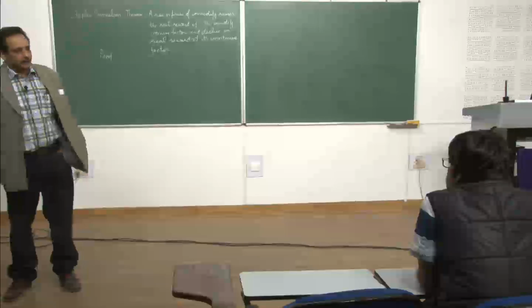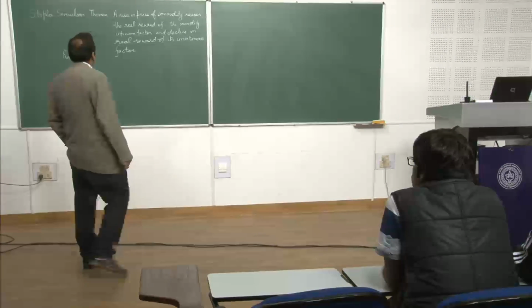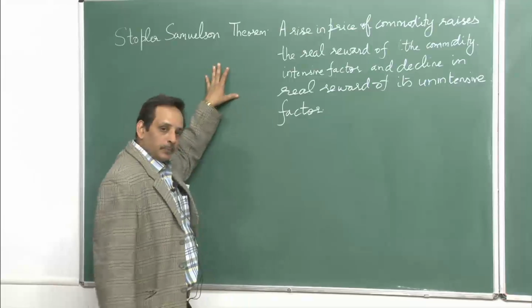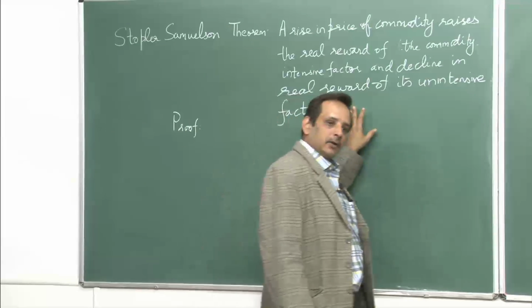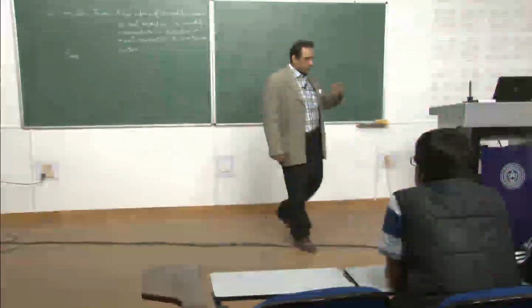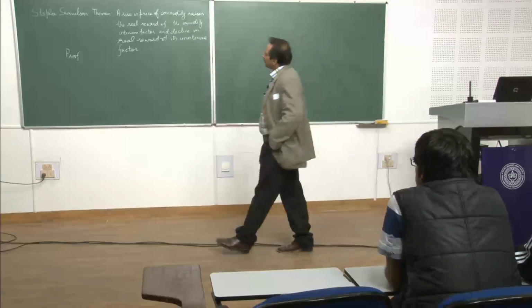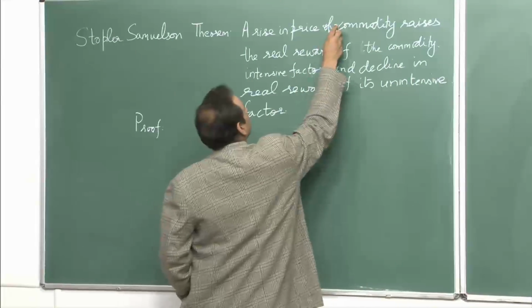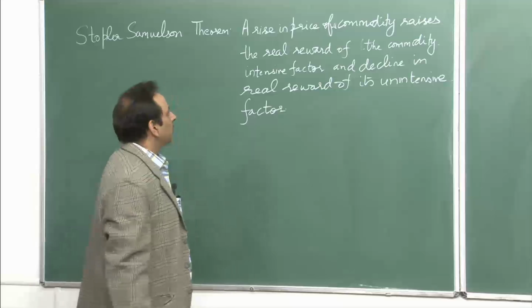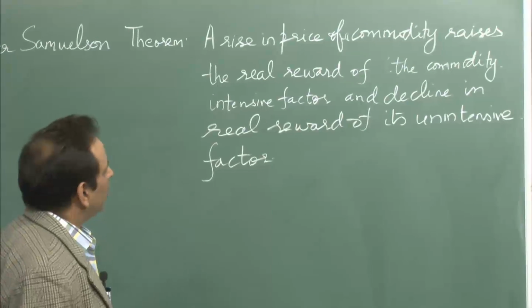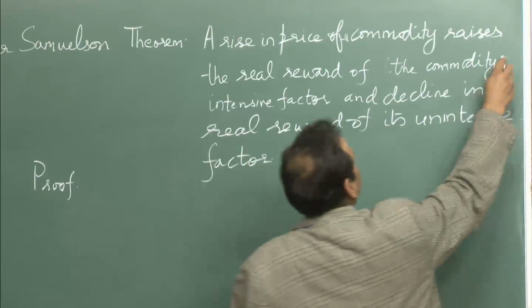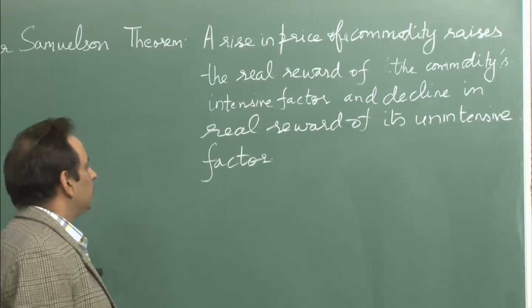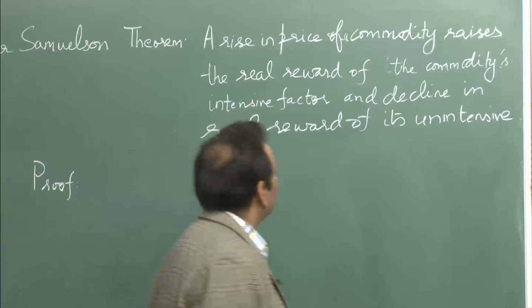But before we do that, I want to finish up the proof of the Stolper-Samuelson theorem, which is another offshoot of the Heckscher-Ohlin 2 into 2 into 2 model, that a rise in price of a commodity raises the real reward of the commodity's intensive factor, and a decline in real reward of its unintensive factor.